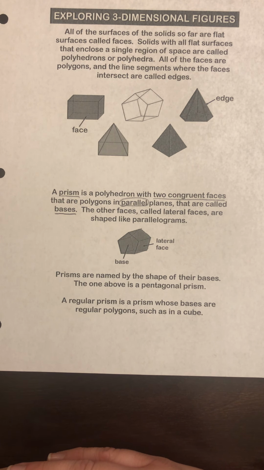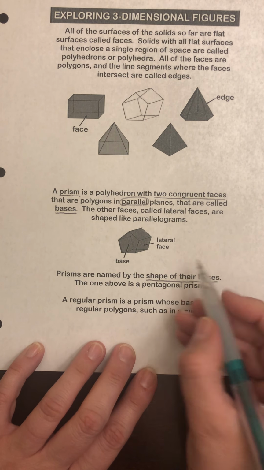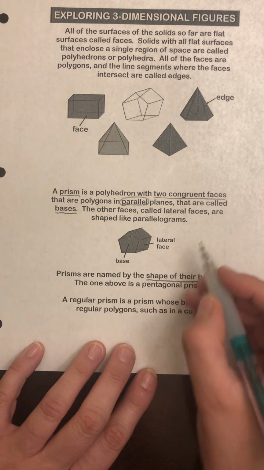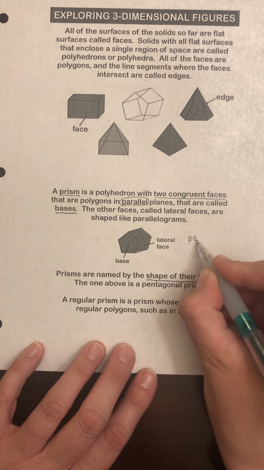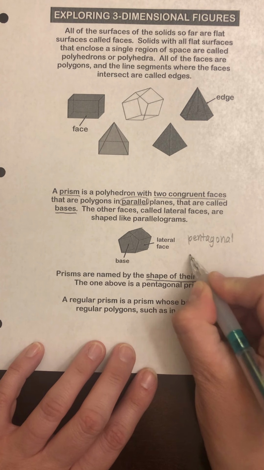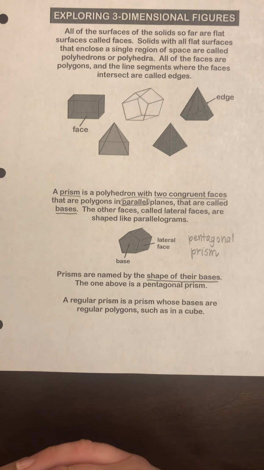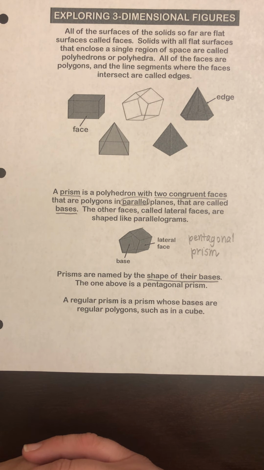Now when we have prisms, again that means 2 bases, parallel and congruent. The way we name them is by the shape of the base. So remember we said that the pentagon here is the base. So this would be called a pentagonal prism because we're naming the prism based on the shape of the base. Remember we said the bases were pentagons, so there we go.